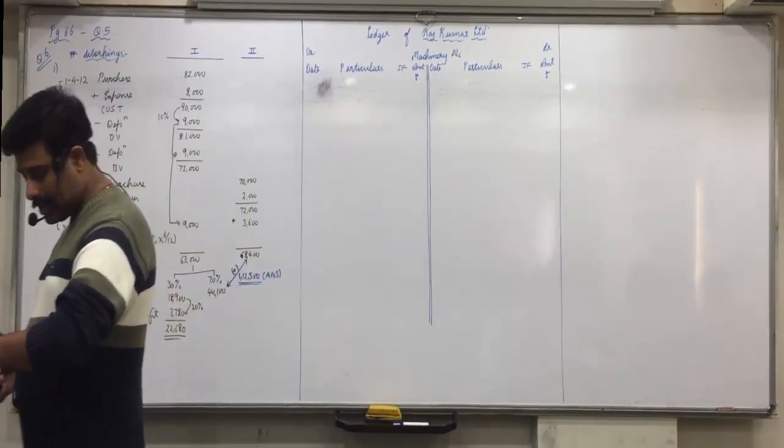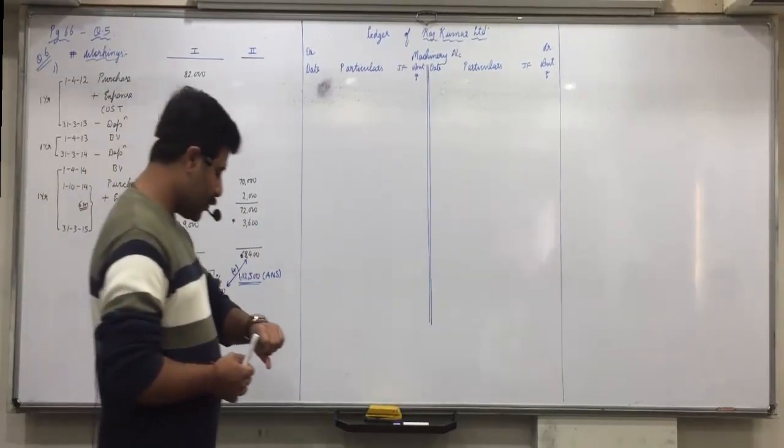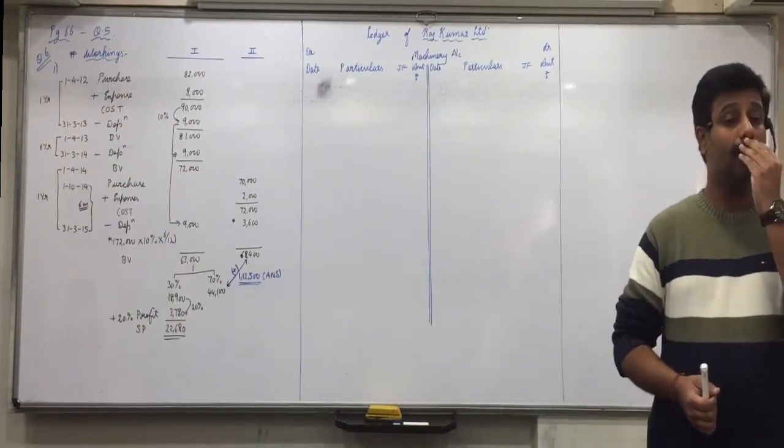Ten, 9, 8, 7, 6, 5, 4, 3, 2, 1. Mohit, how will we start?